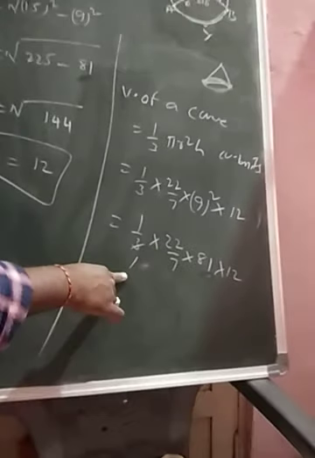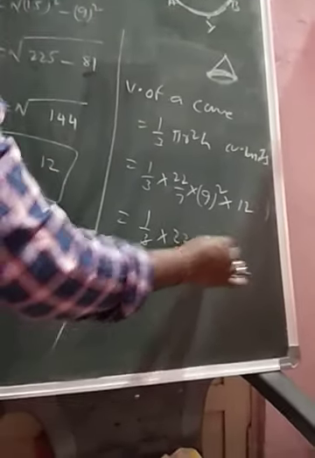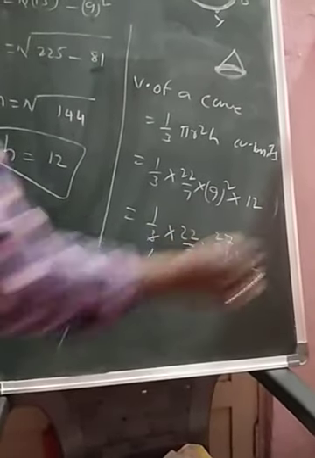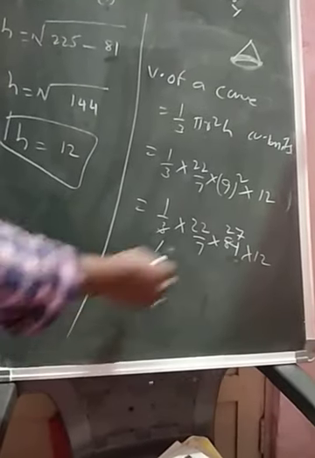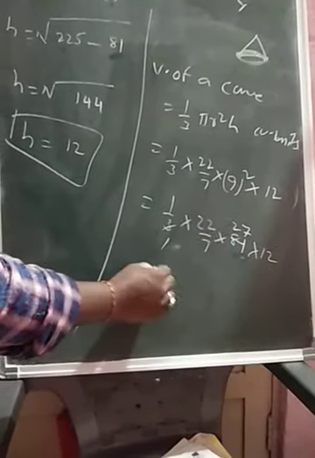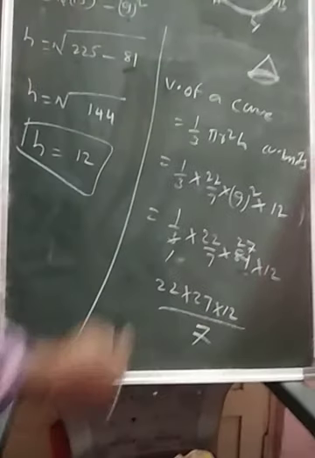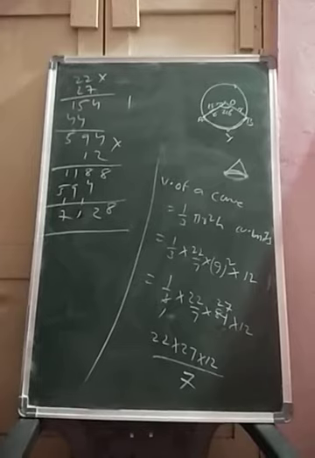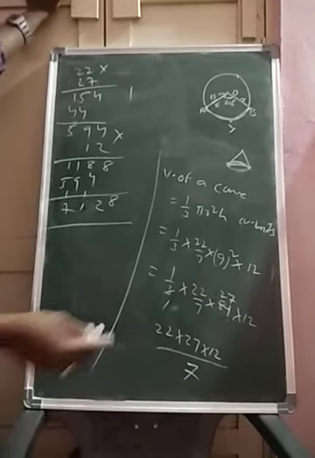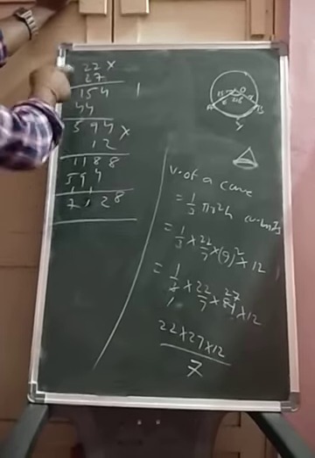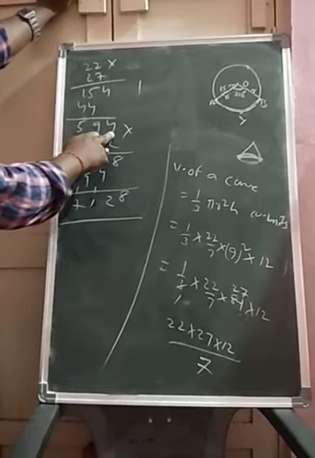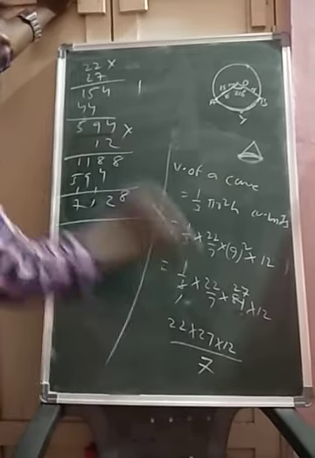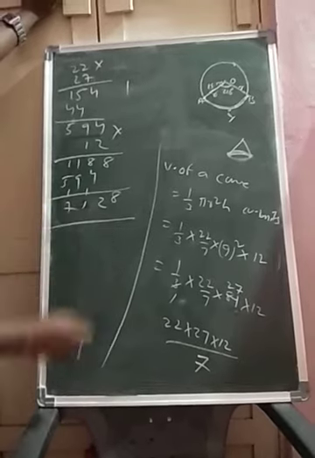Now using the 7 table, 7 table is not possible. Using the 3 table. 3 ones are 3, 3 twos are 6, 3 sevens are 21. Means 3 ones are 3, 3 27s are 81. Okay. Now 22 into 27 into 12, divided by 7. Okay, students. Now 22 into 27 is 594. Again 594 into 12 is 7128.